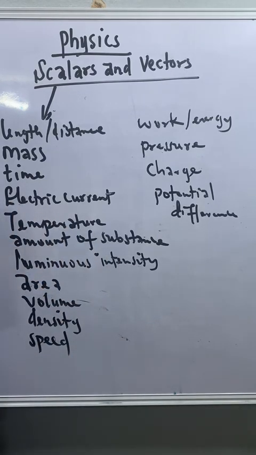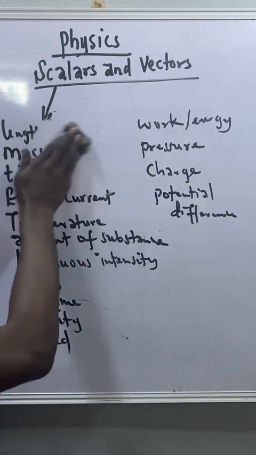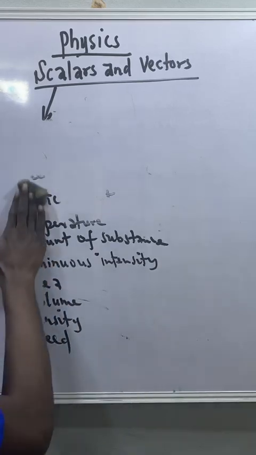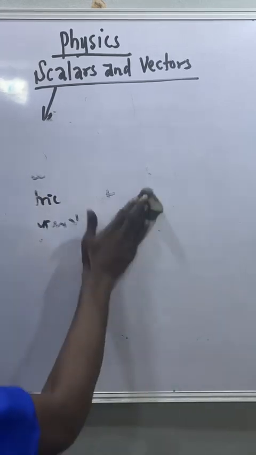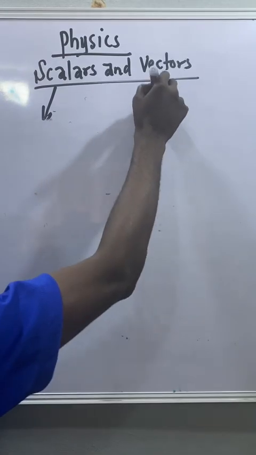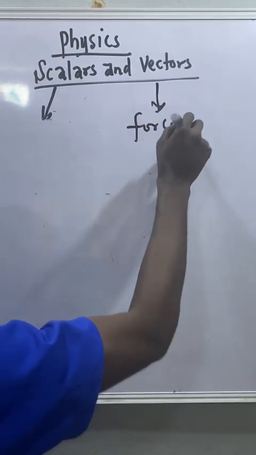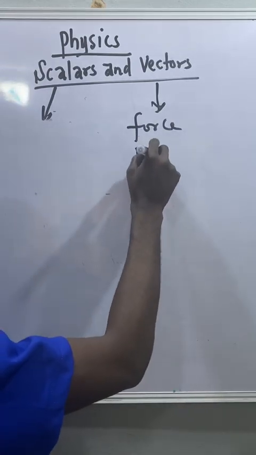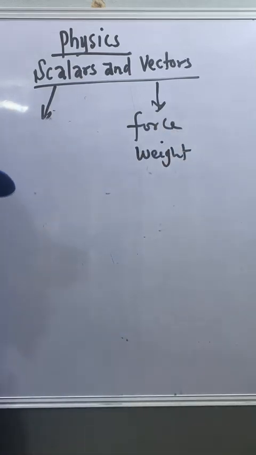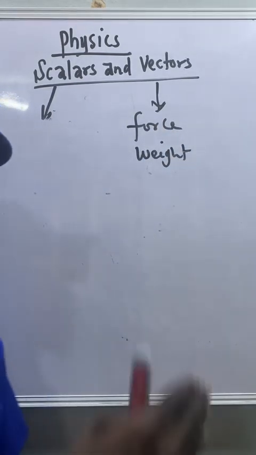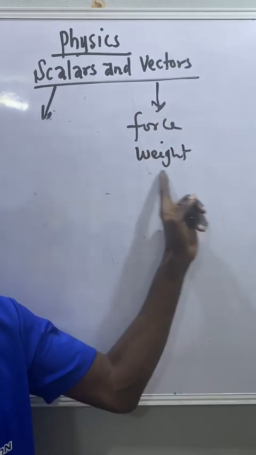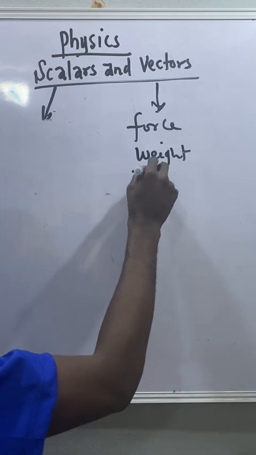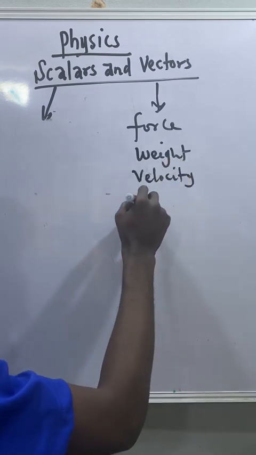Now, apart from this, let's talk about vectors. Examples of vector quantities. A good example of a vector is force. Force is very common. So once force is one of them, then weight, anything that has to do with weight. Any kind of force, whether horizontal force or vertical force, they are all under vectors. Then we have velocity. We have acceleration.